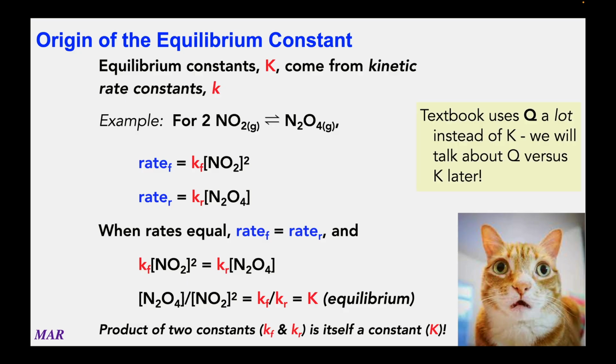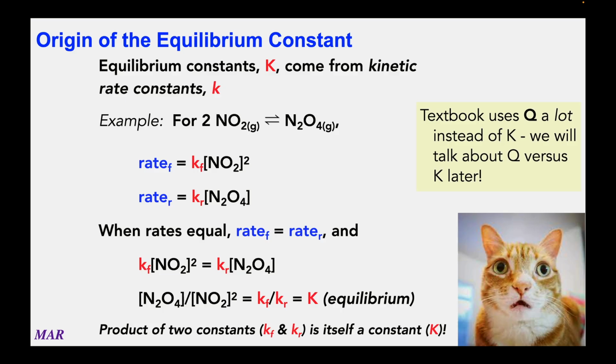The textbook uses Q a lot more than I would, and I just want to talk about it. Q is really used when you're in an experiment and you're not sure if you're at equilibrium, and we'll talk about Q. Most of the time that the textbook uses Q, I would just use K, but there's nothing wrong really with using Q. It's a little awkward. I'll talk more about this later, but if you see a Q in the textbook, just assume it's a K, all right? That can be a little confusing.